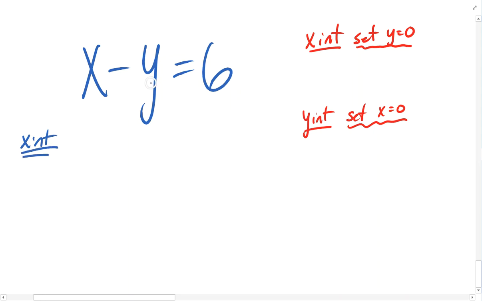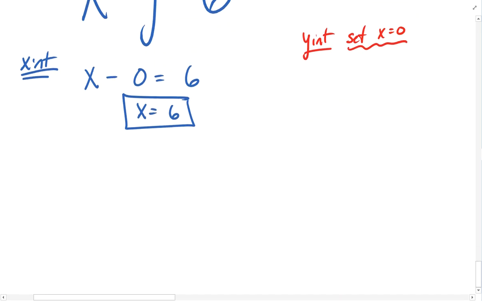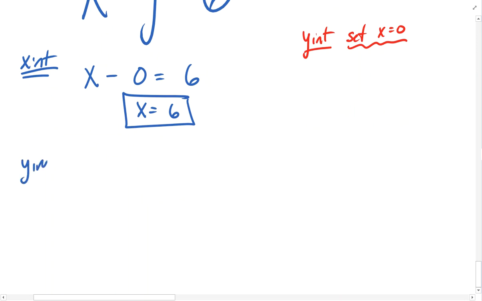If we set y equal to 0, then this is going to look like x minus 0 equals 6. And x itself is equal to 6. There is our x-intercept. For our y-intercept, we set x equal to 0. So I'll say x is 0, and we subtract y.